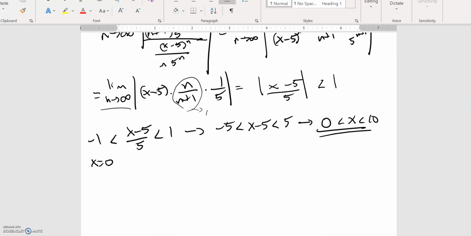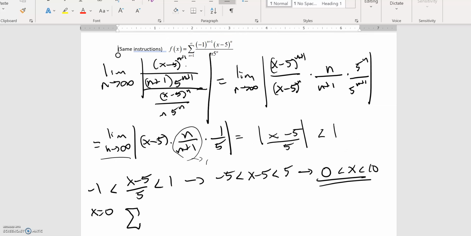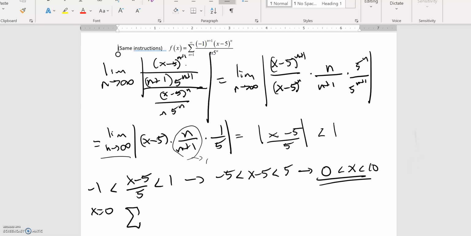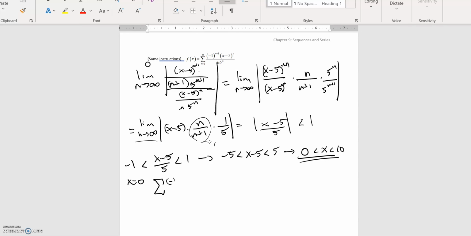But now it actually is important, so I have to write x equals 0 and say, all right, now I'm adding up that original sum, except I'm just turning all the x's into 0 to see if this thing is going to converge or not. So it's (-1) to the n plus 1, and then plug in 0 for x. So that's (-5) to the n over n times 5 to the n.